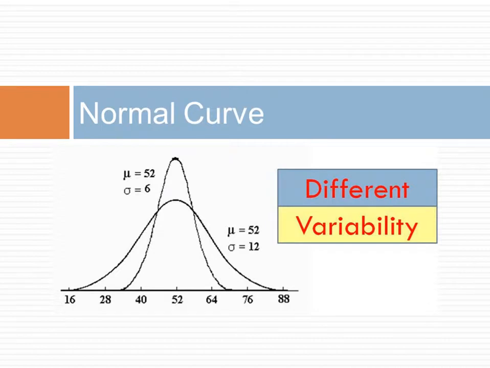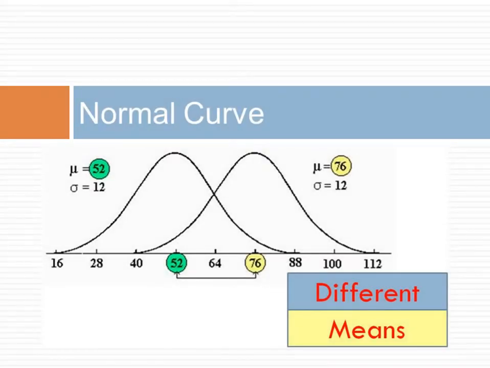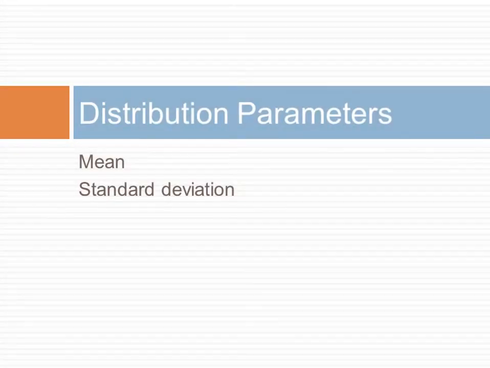But different variability. Here both curves have a mean of 52, but one has standard deviation of 6, another 12. And different means. Here we see two normal curves with same variability around their means, but different means, one at 76 and another at 52. Because the mean and the standard deviation describe a normal distribution exactly, they are called distribution parameters.